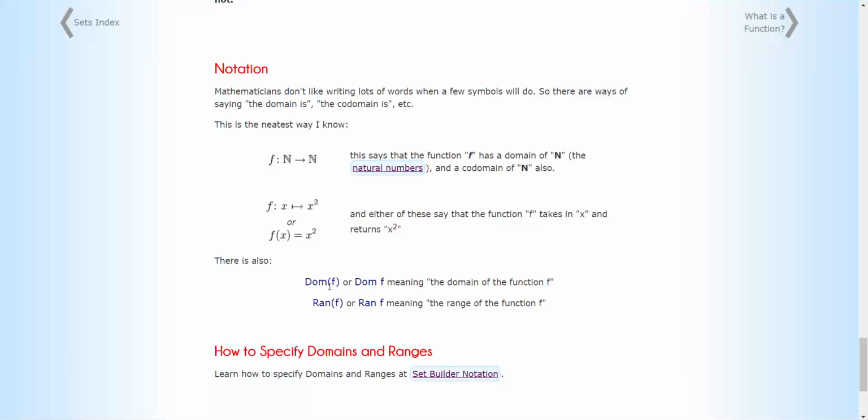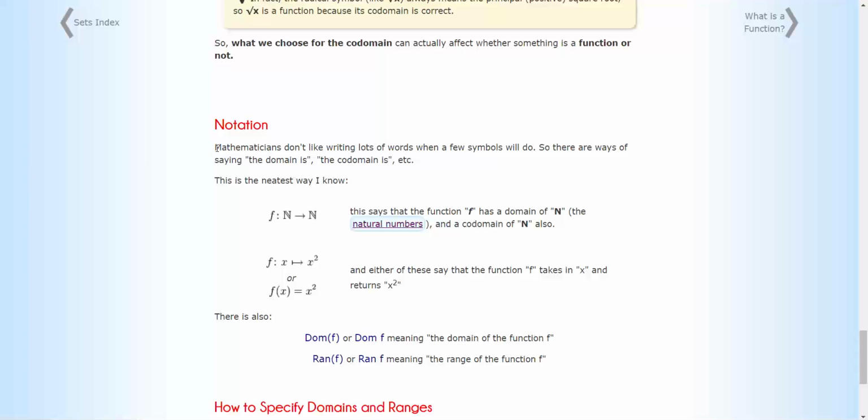There is also domain f, or dom f, which means the domain of function f. Range is that. Okay. So this is the domain, and this is the codomain, and this is the range. This is the codomain, this is the domain. Interesting.